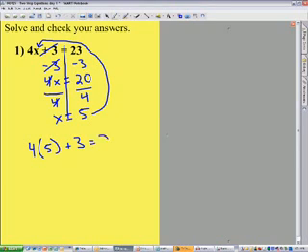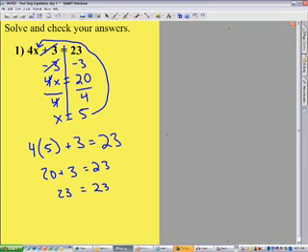Make sure you're writing down everything I write down here. 4 times 5 plus 3 should end up equaling 23. Let's see if that's the case. Now we do PEMDAS in the right direction. Since we're not solving it, we're going to do PEMDAS forwards. 4 times 5 is 20, plus 3 equals 23. And then we keep going down. 23 is equal to 23, which means this checks out.